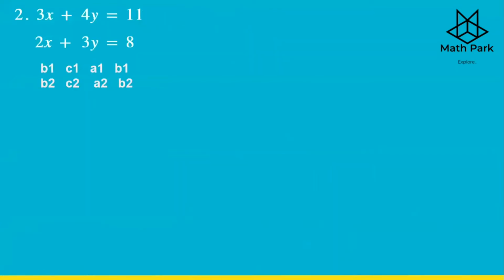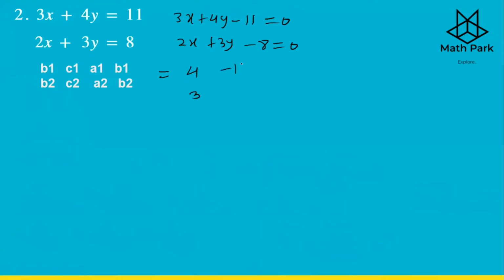We have 3x plus 4y is equal to 11 and 2x plus 3y is equal to 8. Now this equation again we will write in the form of ax plus by plus c is equal to 0. So 3x plus 4y minus 11 is equal to 0. 2x plus 3y minus 8 is equal to 0. Right, what is your B1, B2? So B1, B2 is your 4 and 3.